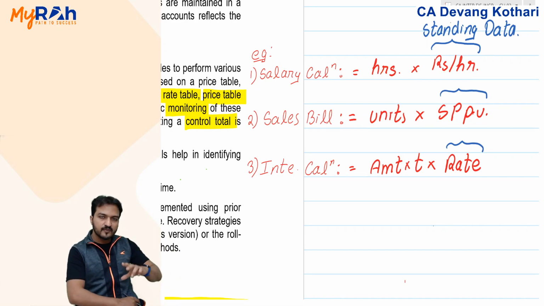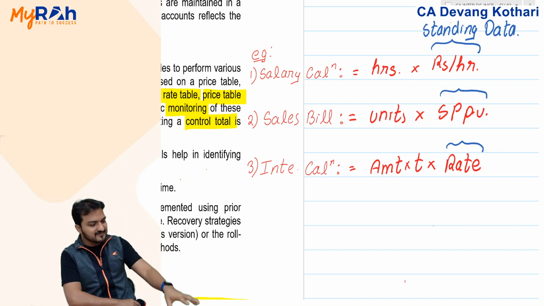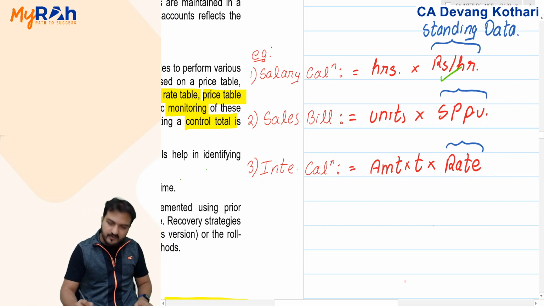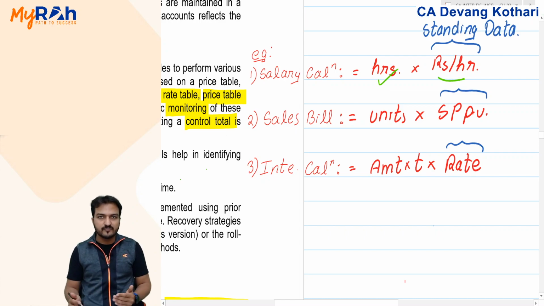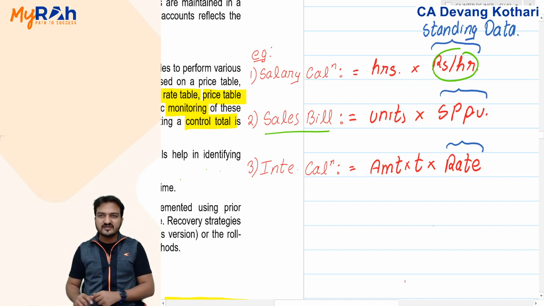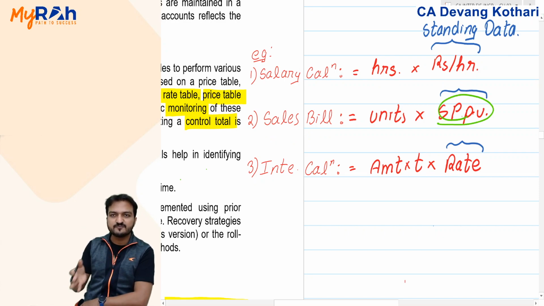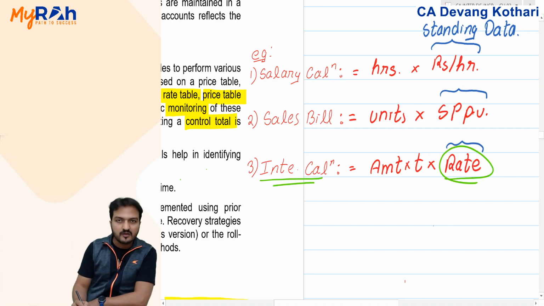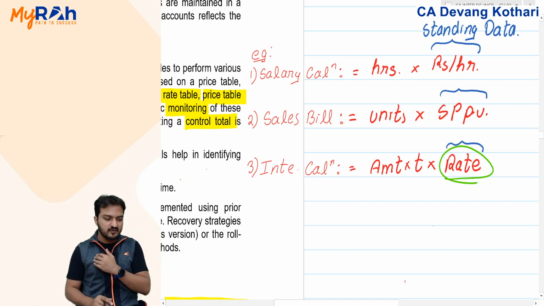Like, say if your rate of salary is maybe 100 rupees per hour, if the rate of salary of this employee is 100 per hour, then for every single day his rate will remain the same, 100 per hour. Every day hours will change, but the rate will remain the same. Standing data. Similarly, sales. While recording sales transactions, selling price per unit is the standing data, because the same selling price per unit you are charging all the customers. While doing interest calculation, interest rate is the standing data, because the same interest rate is being charged every month from the EMIs that you pay.